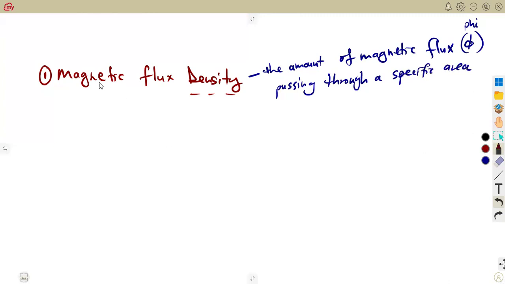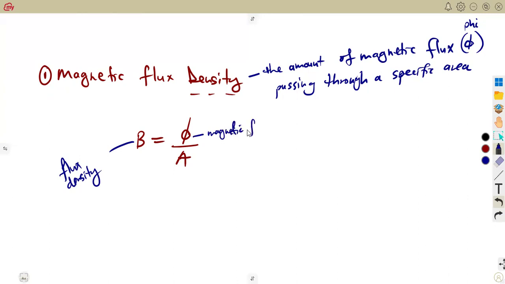Therefore, we can refer to the magnetic flux density as B, which is equivalent to the flux over the area, from the definition. As we saw previously, the magnetic flux is measured in Webers, and the area is measured in square meters. So the magnetic flux density will be measured in what? That is Webers per square meter.